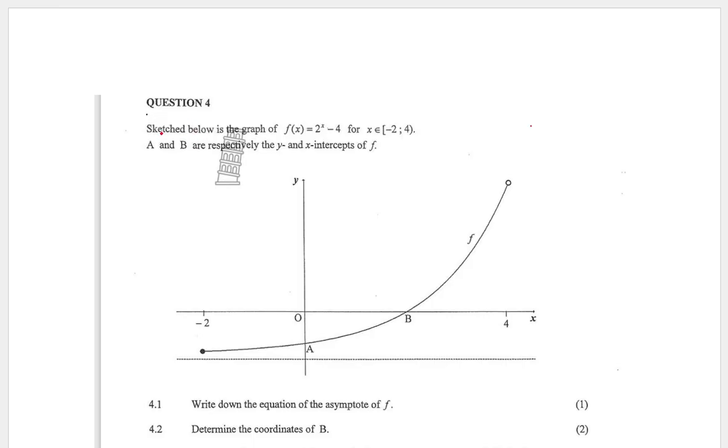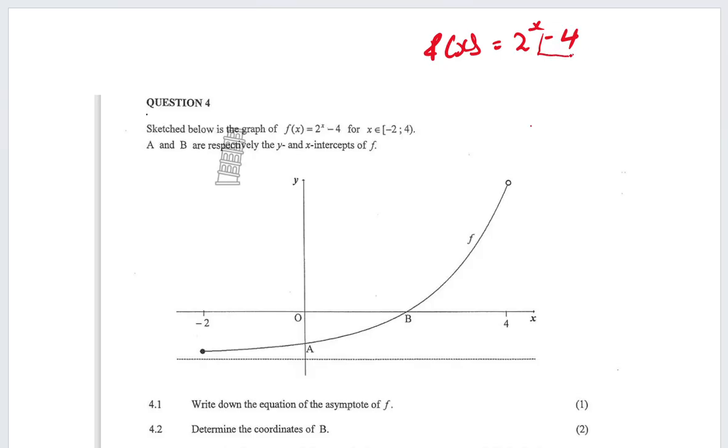He's busy cooking. And then today we are going to do an exponential function. They say sketched below is a graph of f of x. F of x equals 2 to the exponent x minus 4, for which x is an element of [-2; 4). So our equation is f of x equals what? 2 to the power x minus 4.